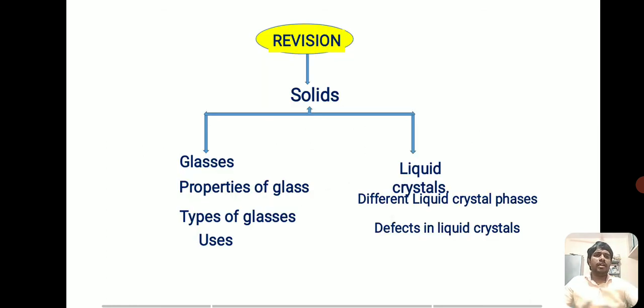So coming to the revision of this session, we have discussed glasses. In that, the properties of glasses and types of glasses were discussed, and the uses of these different types of glasses were also discussed. We have also discussed liquid crystals, the different liquid crystal phases, and also defects in liquid crystals.